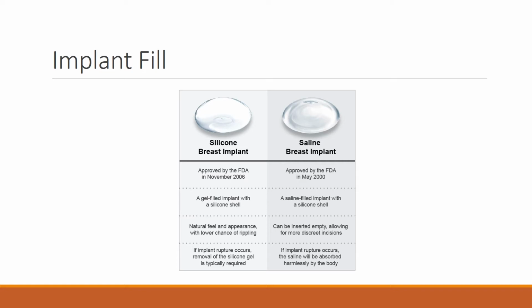The difference between the two mostly comes when the implant ruptures. When a saline implant ruptures, your body absorbs the salt water. When a silicone implant ruptures, your body does not absorb the silicone. The silicone typically stays within the capsule of the breast implant.